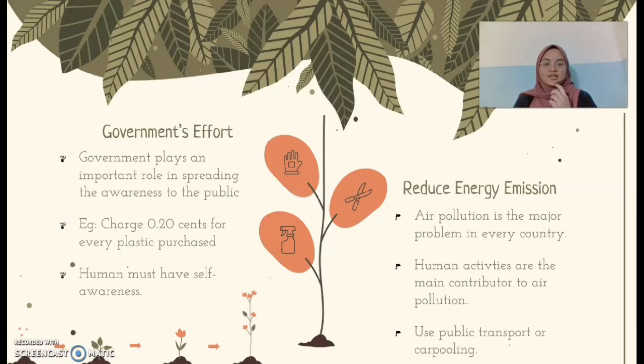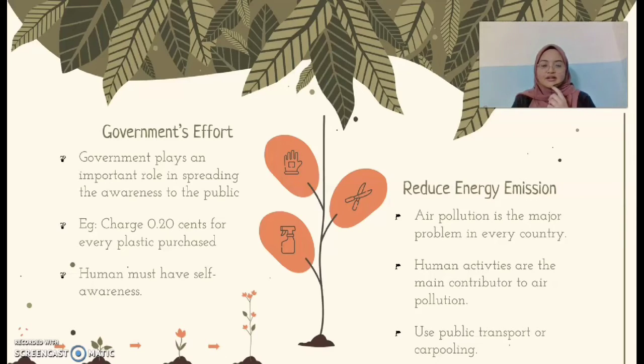Okay, last but not least, the government plays an important role in increasing public awareness on the importance of preserving the environment. The government must put a lot of effort into educating the public on this issue because there are still many people who are unaware of their roles in keeping and preserving the environment. One of the Malaysian government's efforts to help increase awareness is charging 20 cents for every purchase of plastic in every shopping mall.